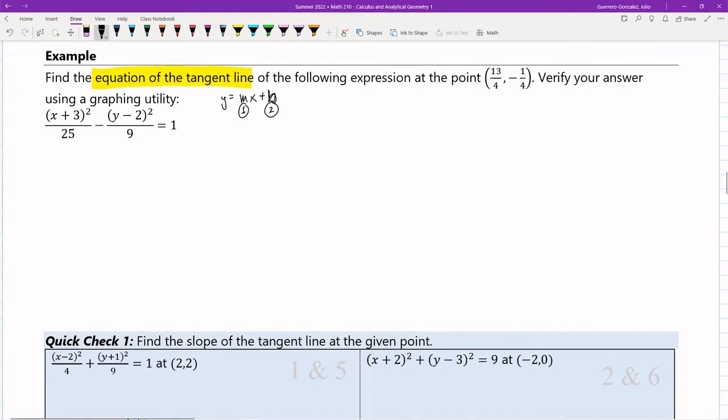Okay, so here we go. I'm first going to rewrite this a little bit. I'm going to rewrite it like this: 1 over 25 times (x plus 3) squared minus 1 over 9 times (y minus 2) squared is equal to 1. All I did was rewrite. Here's the calculus. I need to take the derivative of both sides. So that means I need to grab this, take the derivative, and then take this and take the derivative of that.